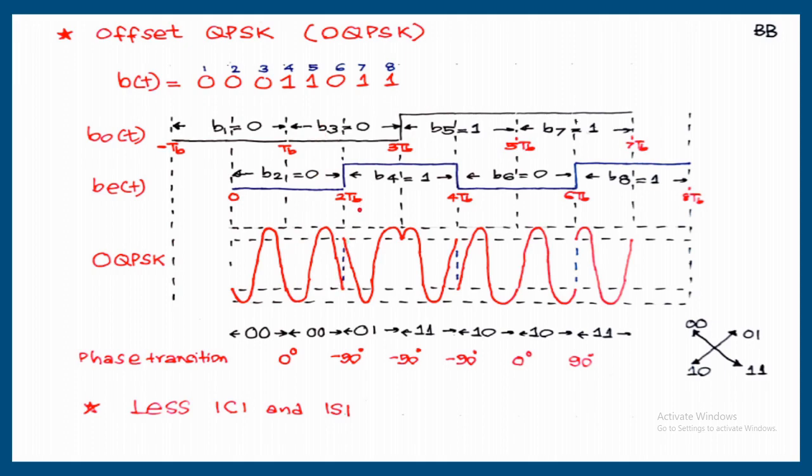See the third combination. Third combination is 0 1. For 0 1, starting point will be plus root PS. So plus root PS, one cycle is completed. Next combination is 1 1. For 1 1, the waveform should start from plus root PS but up direction. So that is completed one cycle.